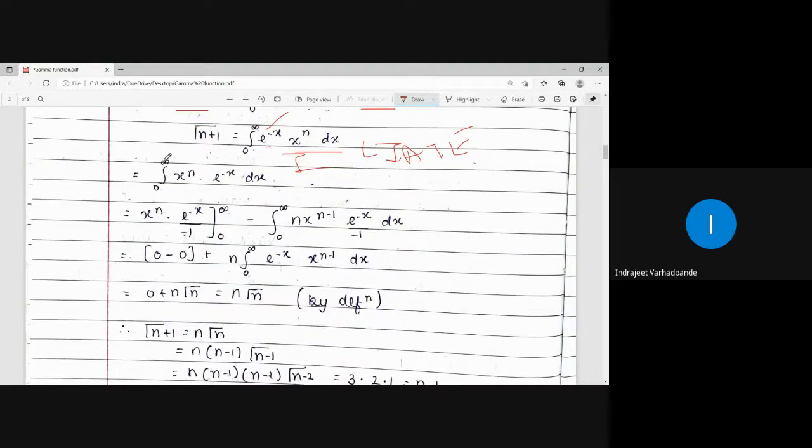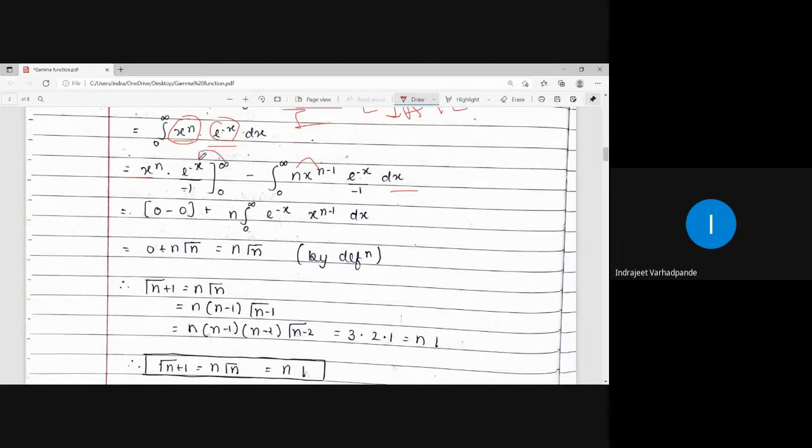So accordingly, the integral from 0 to infinity of x to the power n into e to the power minus x dx. X to the power n as it is, the integration of e to the power minus x is e to the power minus x upon minus 1, with limits 0 to infinity, minus the integral from 0 to infinity of the derivative of the first term, n into x to the power n minus 1, into the integration of the second, e to the power minus x upon minus 1, dx. When you put the upper limit as infinity, e to the power minus infinity is 0.